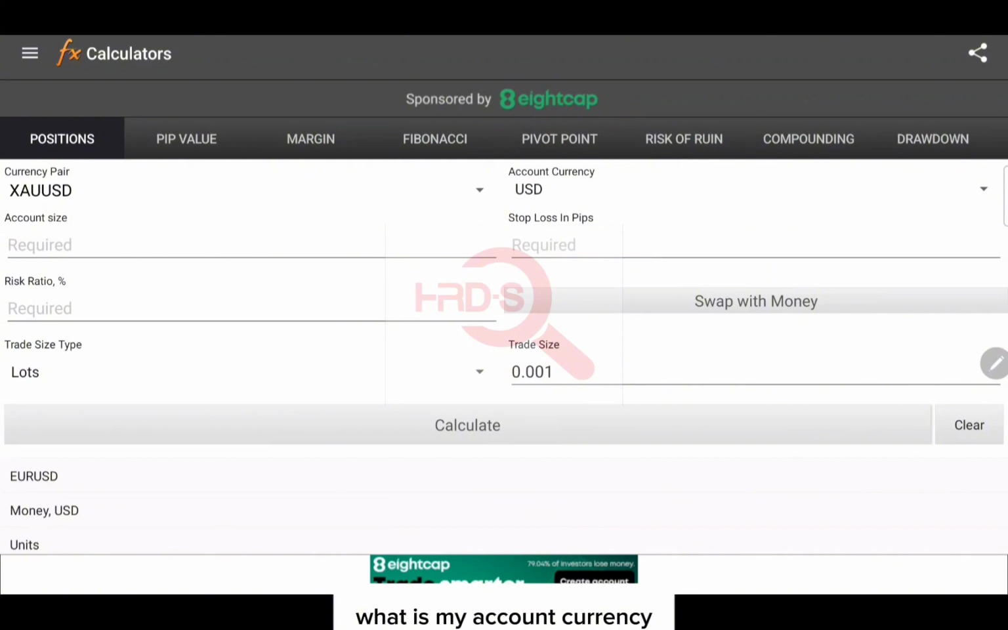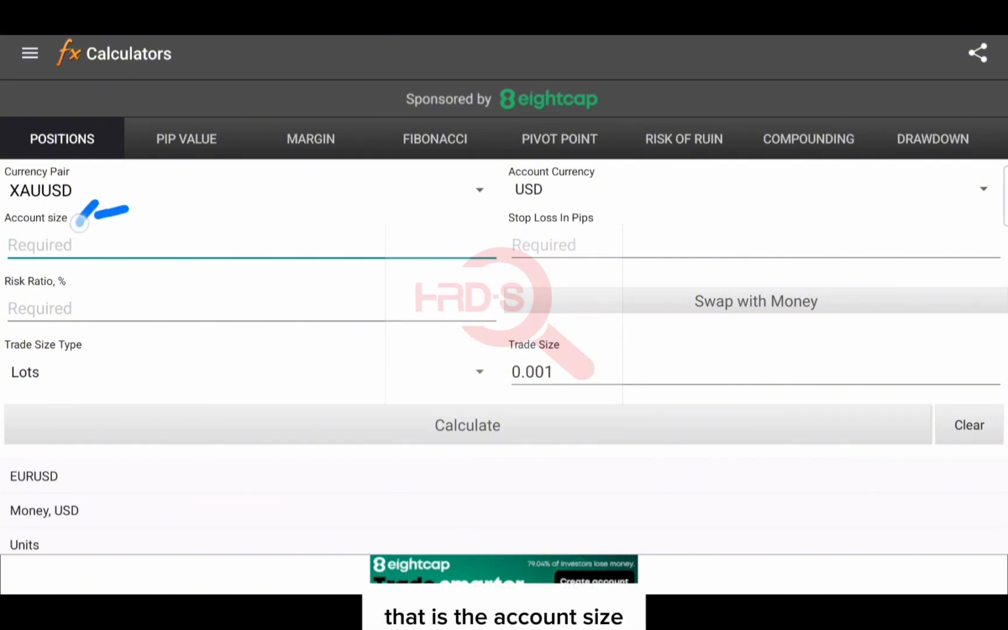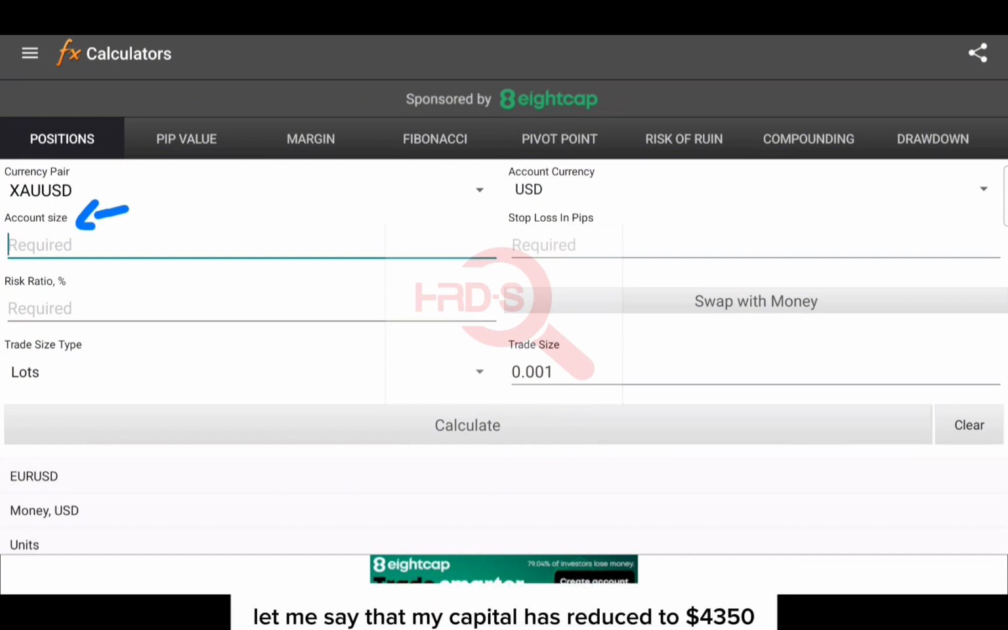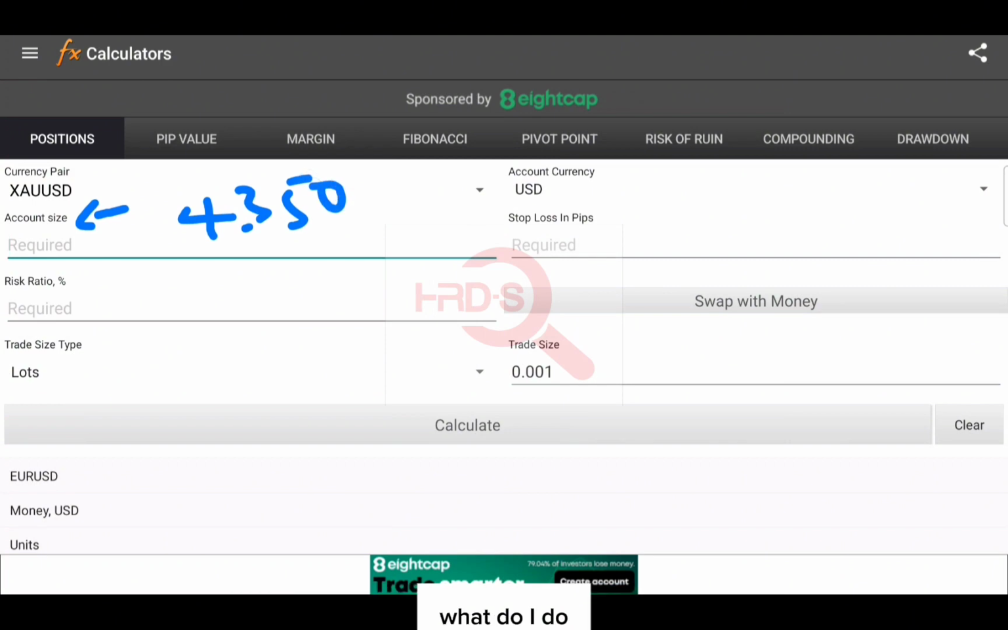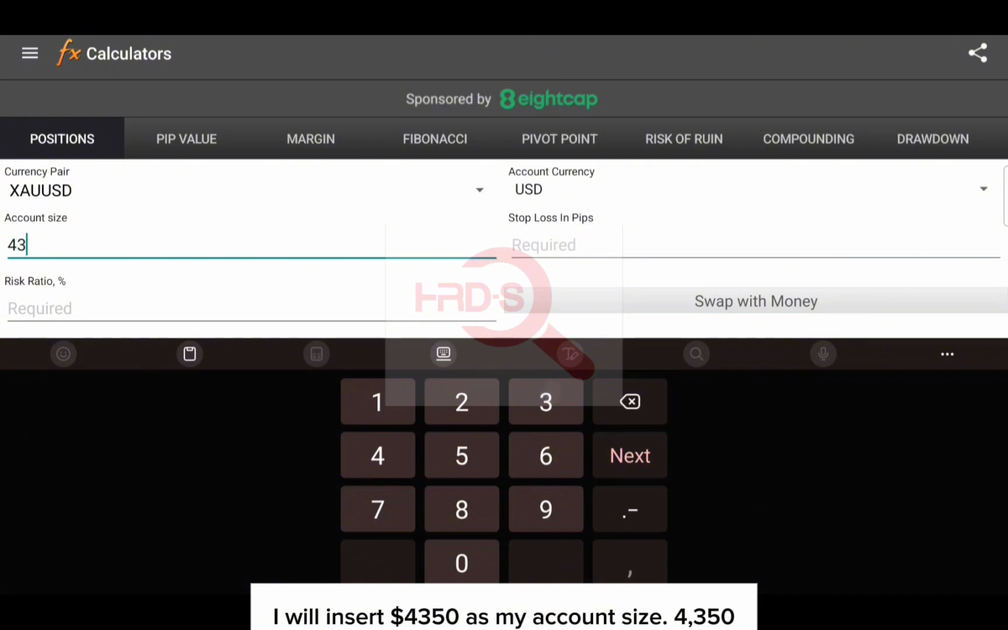What is my account currency? My account currency is USD. Remember that while we are registering with a broker, we choose between USD, Euro, Naira. So I'm using USD. What is my account size? Your account size, which is here, simply means what is your capital? That is the account size. Let me say that my capital has reduced to 4,350. I will insert 4,350 as my account size.